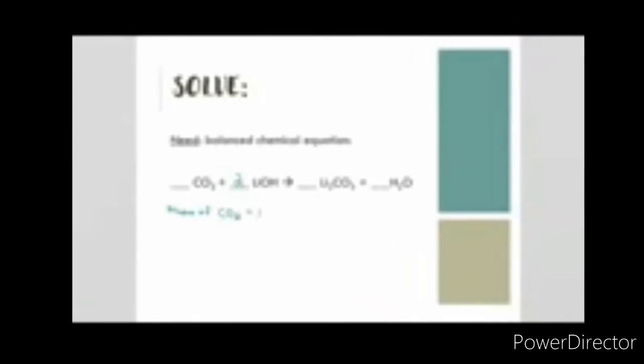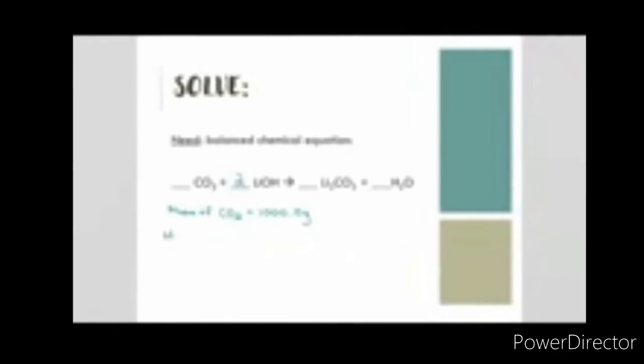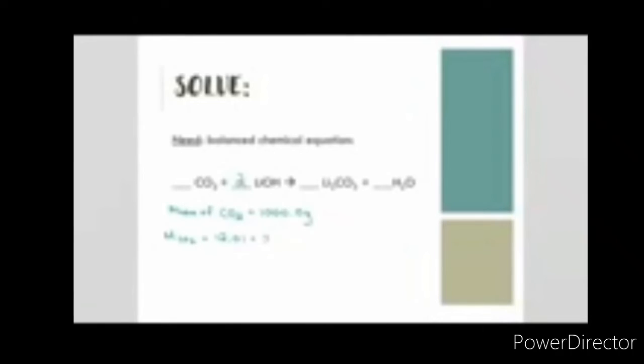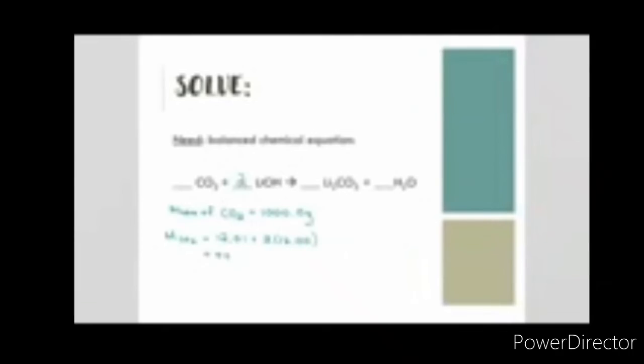The next thing that we need to do is list what information we already have. So we were given the mass of carbon dioxide. That's equal to 1,000.0 grams. We can find the molar mass of carbon dioxide. So the molar mass of CO2 is equal to 12.01 plus 2 times 16.00, the molar mass of oxygen, and that is equal to 44.01 grams per mole.